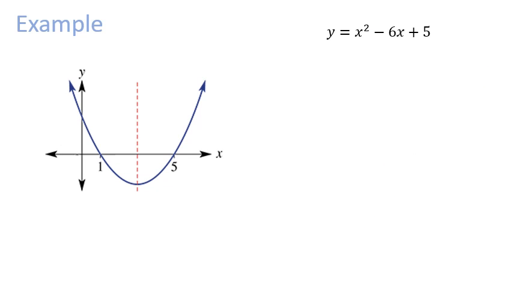We'll do another one. So I work out what a plus b divided by 2 is. So I'll have 1 plus 5 divided by 2. So that is going to give me an answer of 3, which makes sense. That's the middle number between 1 and 5.